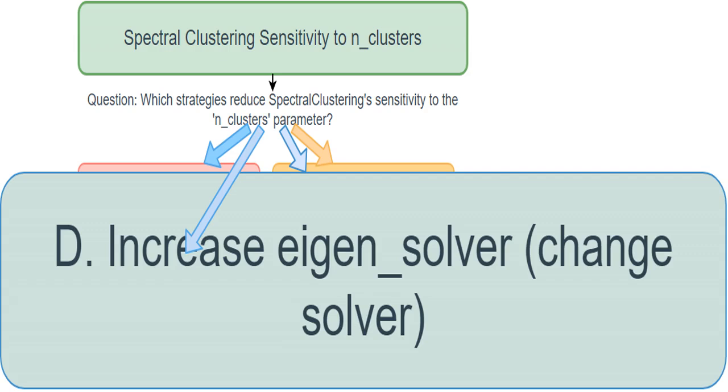The EIGENSOLVER parameter just deals with how the math is done. Changing it might change the speed or accuracy of the calculations, but it won't directly make your choice of the number of clusters more robust. It's like choosing a different calculator for solving a math problem. The answer doesn't depend on which calculator you use.